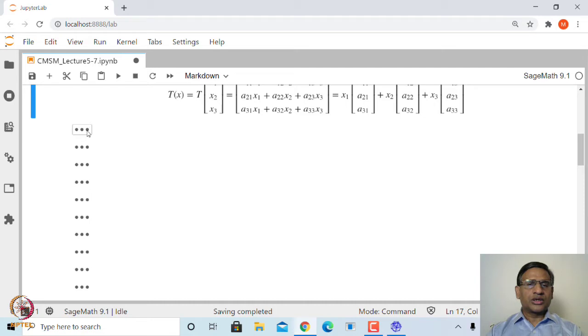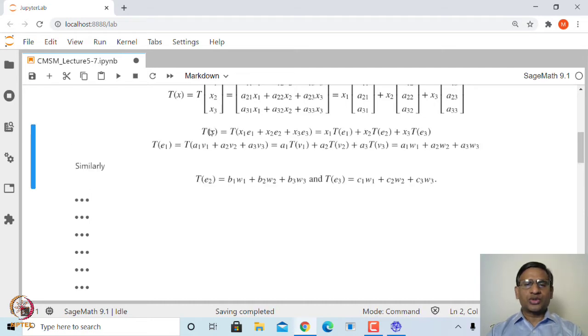Okay. So, how do we find this? So, let us say T of x. Now, x is, let us say, x1, x2, x3, then we can write x as x1 times e1 plus x2 times e2 plus x3 times e3, where e1, e2, e3 is the standard basis of Q3, right. So, since T is linear, T of x will be x1 times T of e1 plus x2 times T of e2 plus x3 times T of e3. Now, do we know T of e1? We do not know. But what we know is T of V1, T of V2, T of V3.